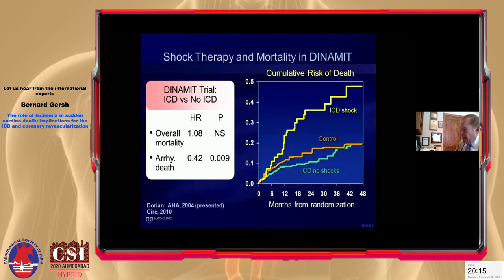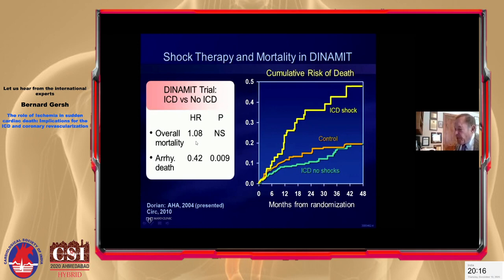And then that was explained by this, which is one of the most unusual observations I think I've ever really seen. I understand it now, but I didn't understand it at the time. Here's the risk of death in control patients without an ICD. ICD no shocks, and ICD shocks. So if you received shocks from the ICD, the cumulative risk of death was that much greater in a trial where the overall mortality didn't change.